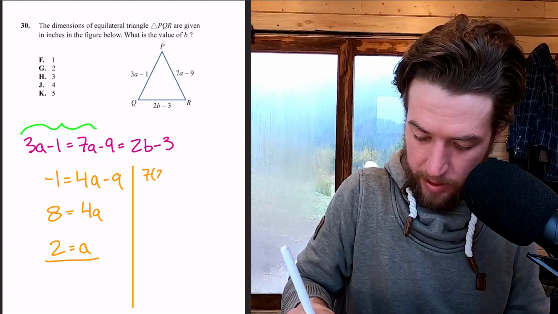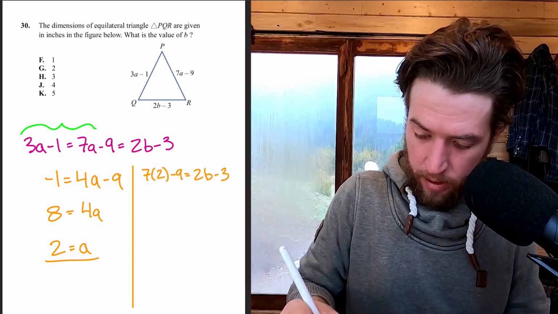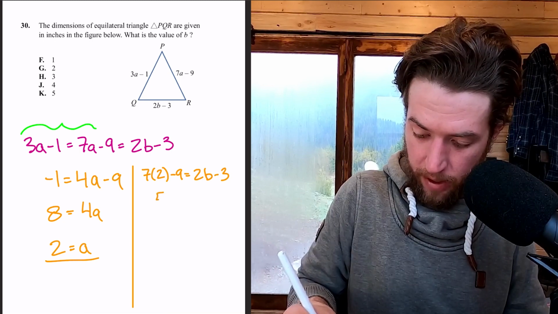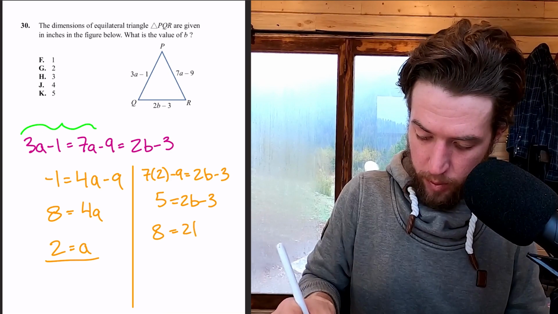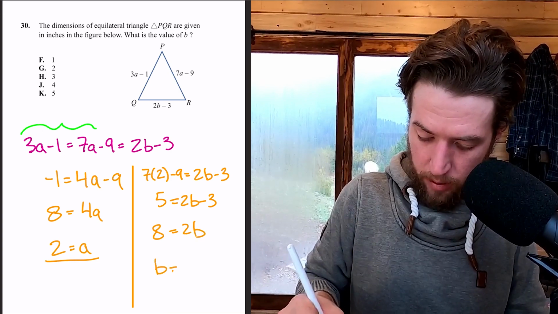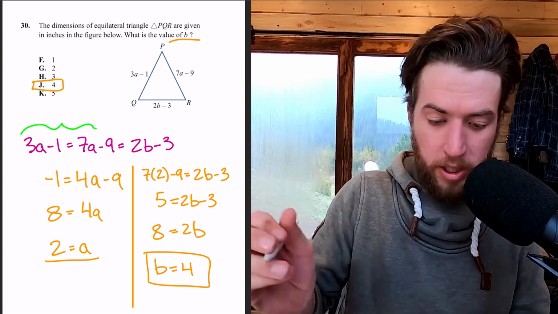Okay, now that we know that a equals 2, what's b? Well, 7 times 2 minus 9 should equal 2b minus 3. So 14 minus 9 is 5. Add 3 to both sides. 8 equals 2b. Divide by 2. b equals 4, and that's what they're asking for. Letter J. On to the next.